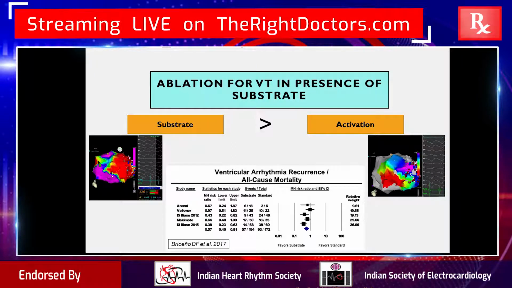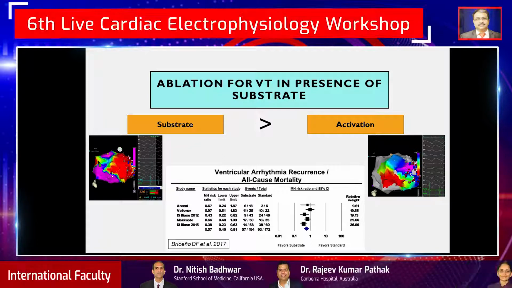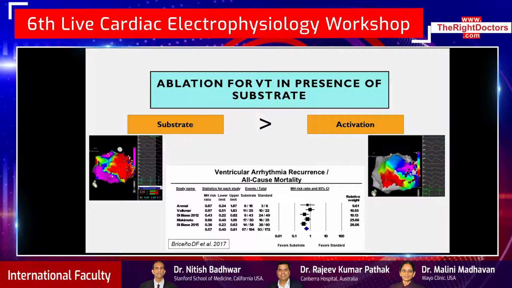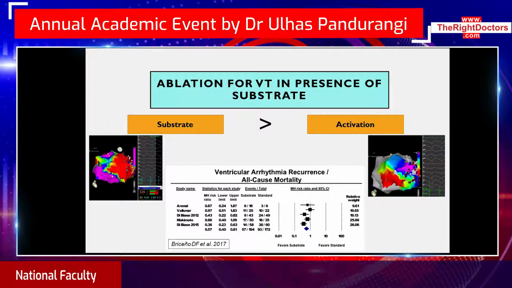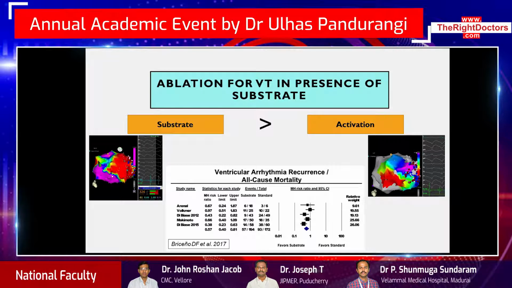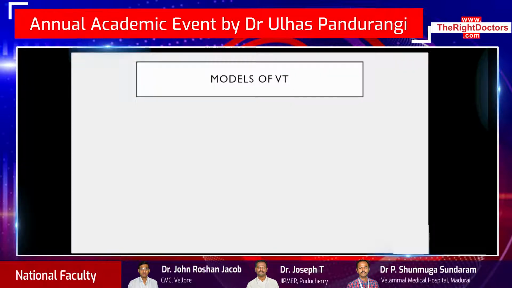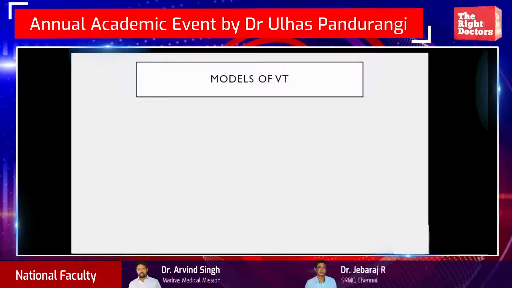And secondly, if you are just ablating a few VTs and not addressing the scar, as it has been said, you're just killing the messenger and not finishing the war, which is the actual arrhythmic substrate. And it has been conclusively proven that substrate-based ablation is a better modality. So what MRI gives you is information about your main requirement, your substrate.